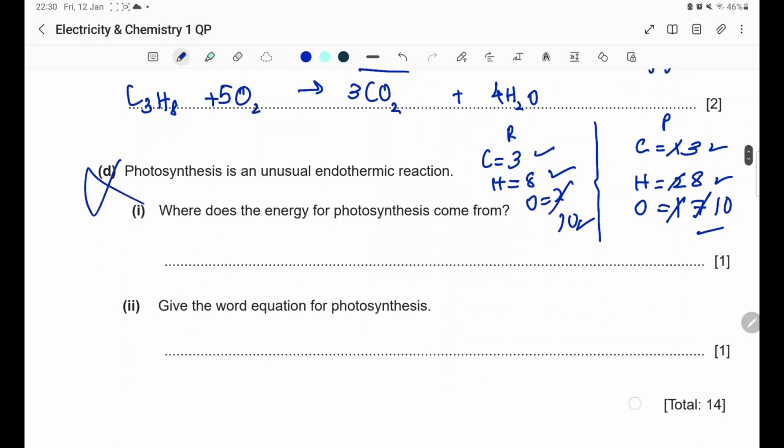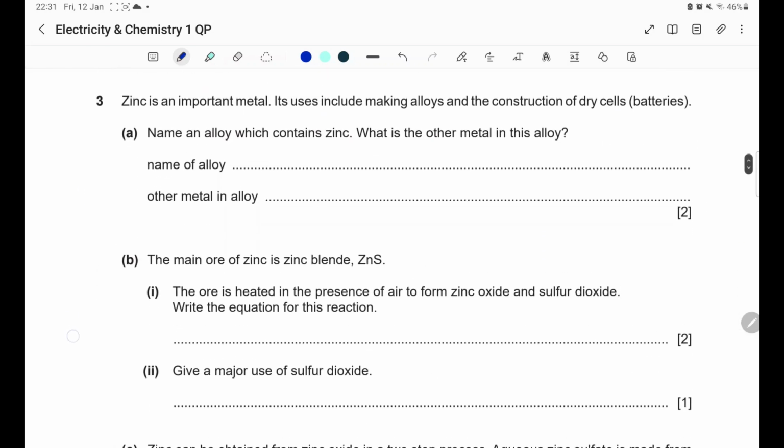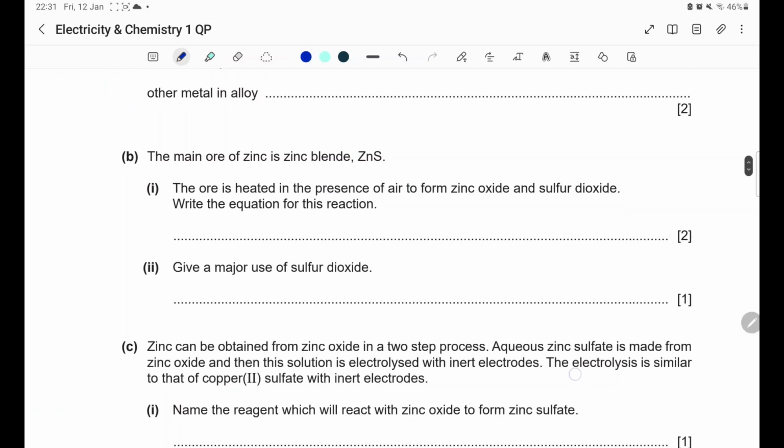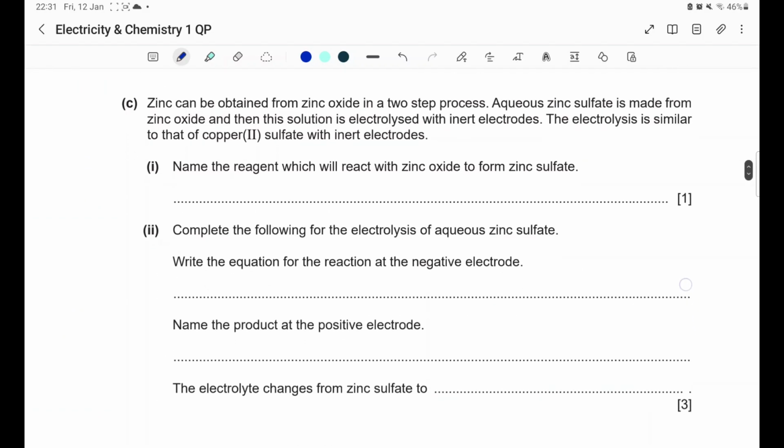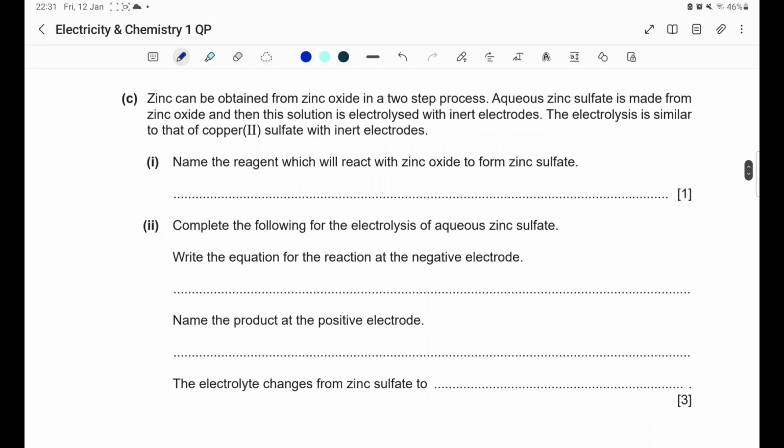The rest of this is not something we have covered so far. I skipped that as well because it's not part of what we've done.